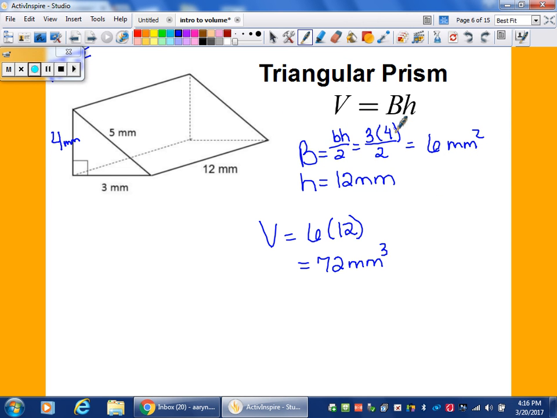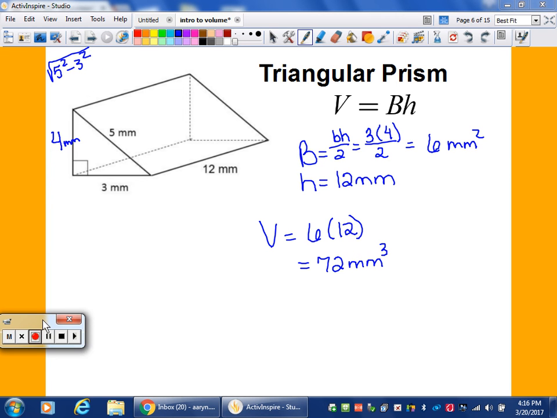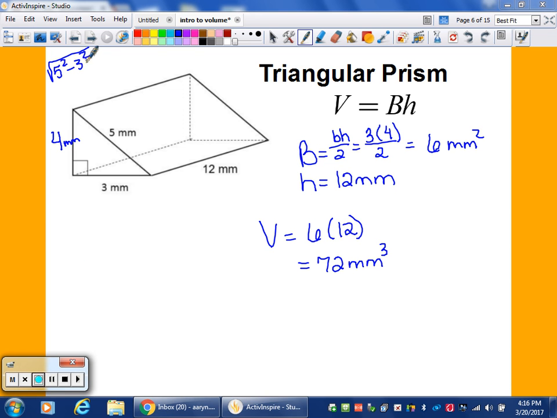Now let's look at the triangular prism. Here, they didn't give me the height of the triangle. So I had to use Pythagorean theorem to figure that out. And that was square root of 5 squared minus 3 squared, and it gave me my height was 4. So I did 3 times 4 divided by 2, and I got that the area of the base was 6 millimeters squared, and the height of that prism is 12 millimeters, so 6 times 12 gives me 72 millimeters cubed.